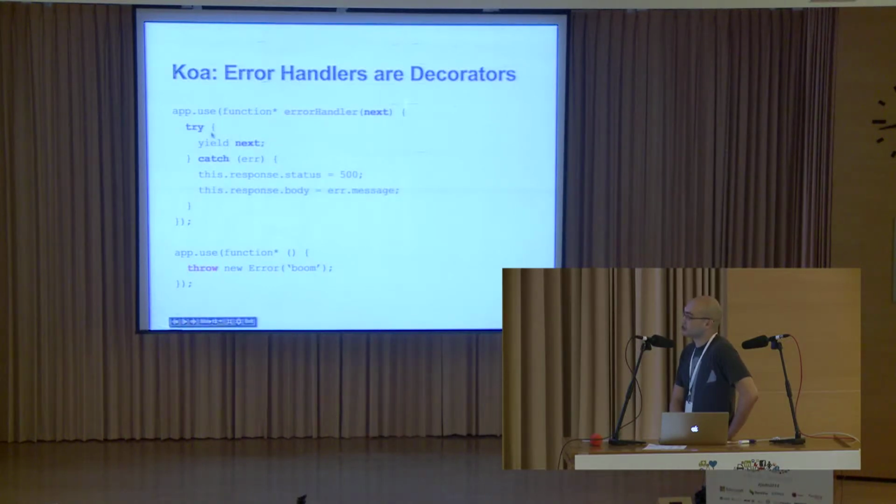You try catching the yield next. So you try to catch your whole app, and if your whole app breaks, then you send your own response here. So this is an example. Suppose your app threw an error here. You just try to catch it, you catch the error, and you send an error response.